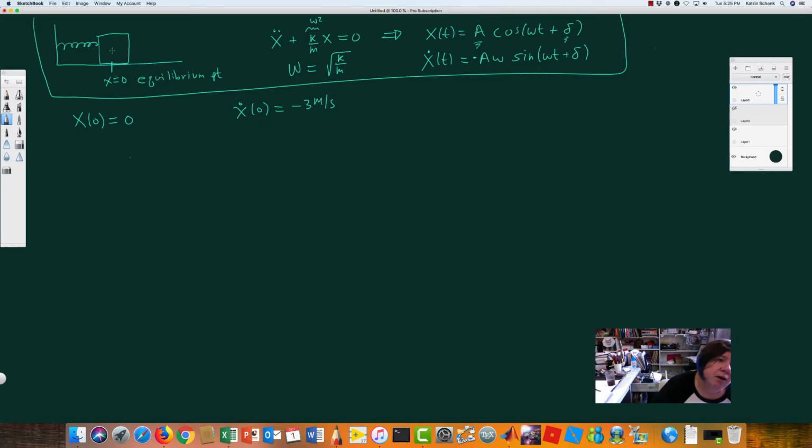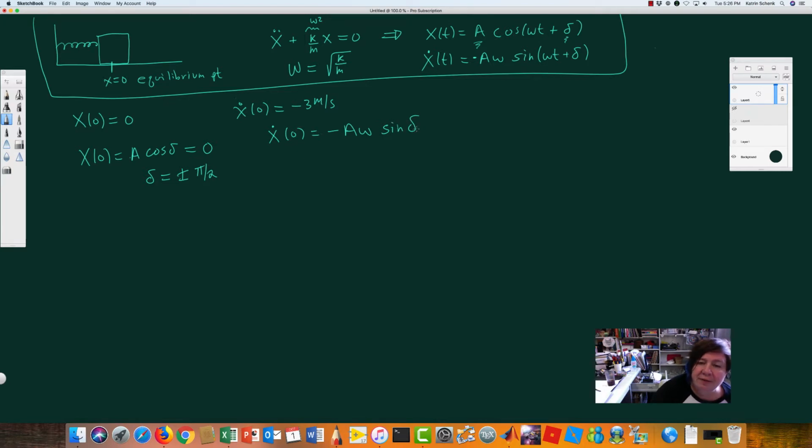Okay, again, here we are. You're taking a snapshot at t equals 0. The box is moving this way, towards the minus, so it's got a negative velocity. Let's get a and delta in that case. All right, so x of 0 is a cosine of delta, and that has to equal 0. We already know what that's going to give you. It's going to give you delta is plus or minus pi over 2. This one is x dot of 0 is minus a omega sine of delta.